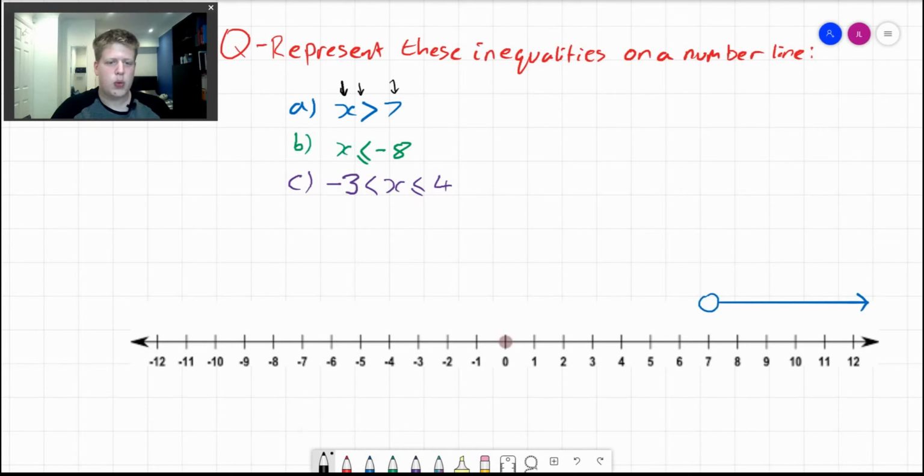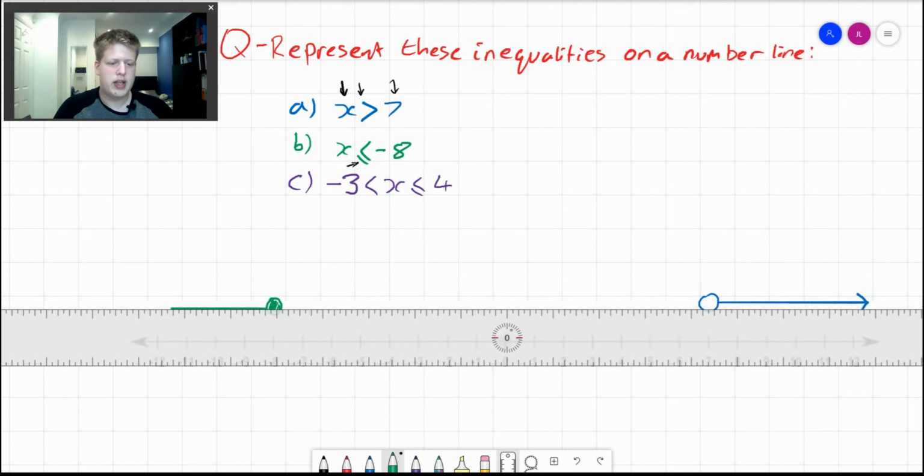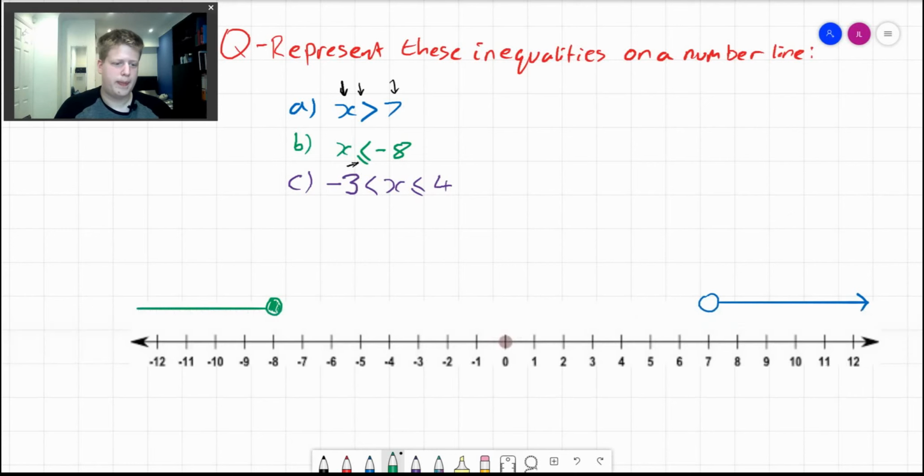For part B, we can see it's the opposite. Instead of the wider part being towards x, it's the smaller part. And we also have this little thing here. What this tells us is that x is smaller than or equal to -8. So x could be -8 or anything smaller than it. So in order to represent that, we go and find -8 on our number line, and we draw a circle, but then we fill it in to explain that x could also be that number. Then we get out our ruler, and we draw a line going in the other direction because we're looking at smaller than. And then we draw an arrow to show that x is equal to or smaller than -8.